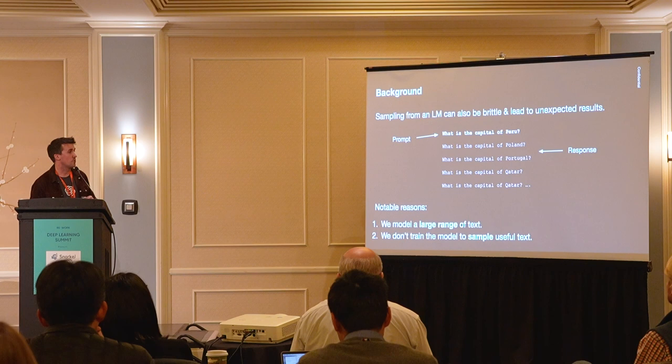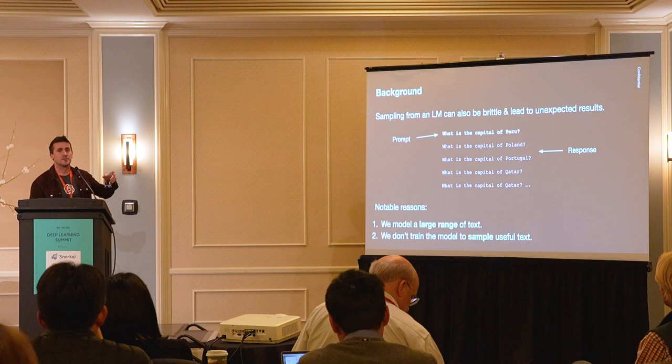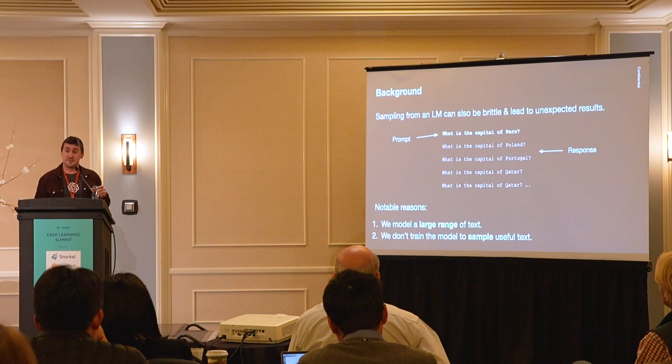I just ask it a simple question: what is the capital of Peru? Maybe I might want it to answer the question. But I might be surprised, actually. If I sample from this model, then it might just start, well, this is a real example, it just starts listing other questions. And it even then starts to repeat itself. So, okay, why is this?